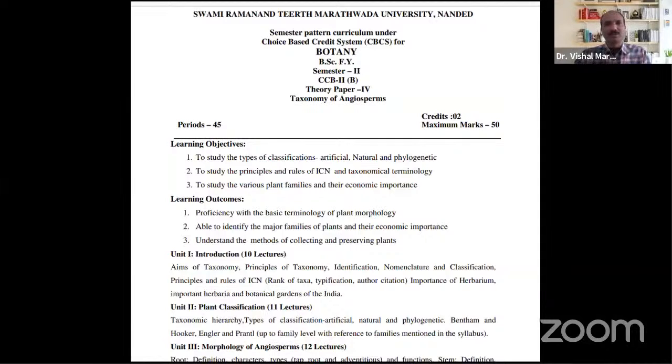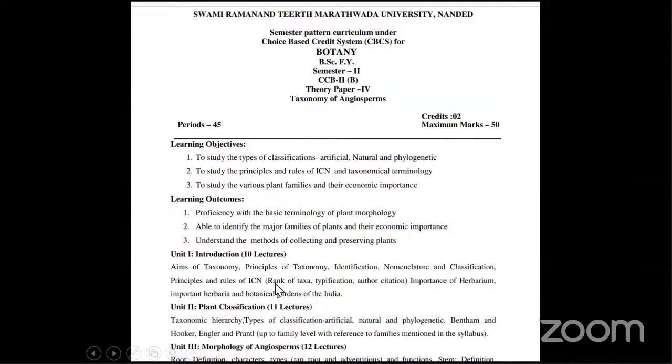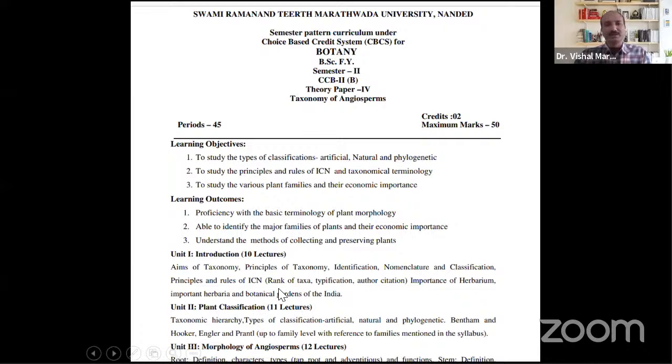As your BSc first year, semester second, fourth paper is totally related with taxonomy of angiosperms, and your unit first is related with the principles and rules of ICN. So I am mainly focusing my talk today with respect to the BSc first year syllabus which is included in SRTMU Nanded University. So let's start with this topic.